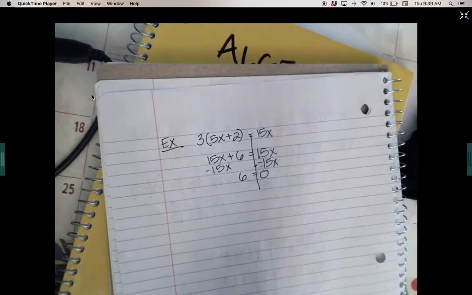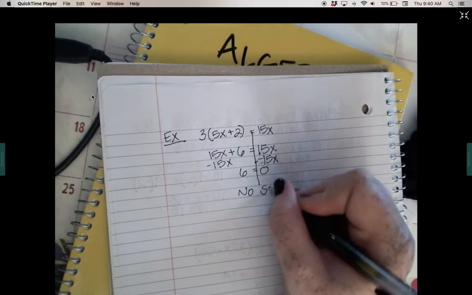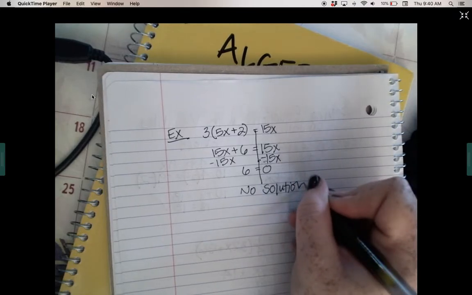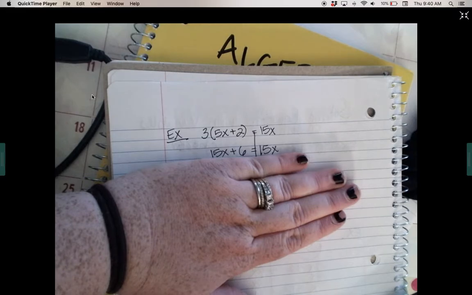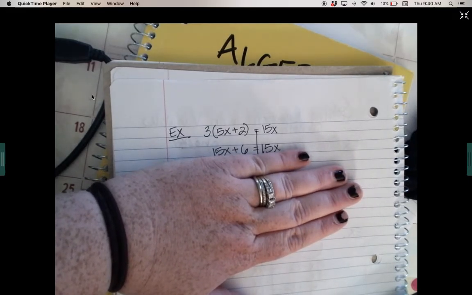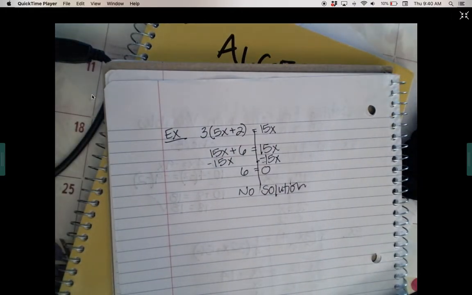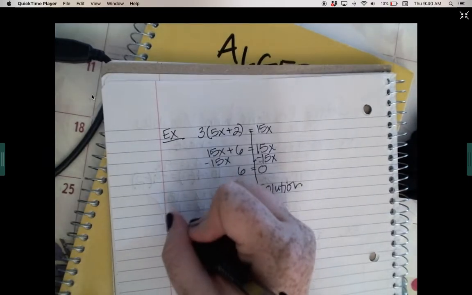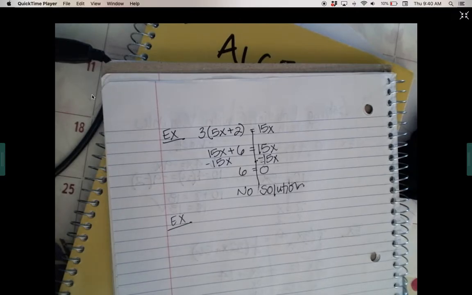No solution, because does 6 equal 0? No. If you looked right from that point, can 15x plus 6 equal 15x? No. So if you could figure it out from that point, you don't have to do the other stuff. You could have just written no solution. Okay, see, that was fast. No check, because there's not anything. Can you plug anything in to check it? No. All right, one more, and it's just as fast.